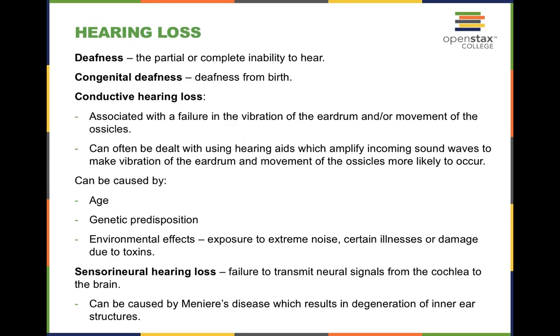We also have what's known as conductive hearing loss. This is whenever there's a failure in the vibration of your eardrum or movement of the ossicles. So it's in that middle part where the information is received, but your eardrum and other areas of the middle ear, such as the ossicles, fail to vibrate and puncture that oval window. The way we can navigate this is through the assistance of hearing aids.